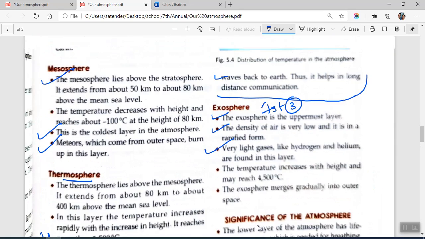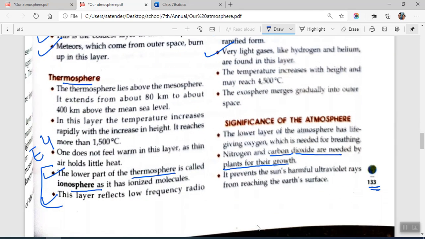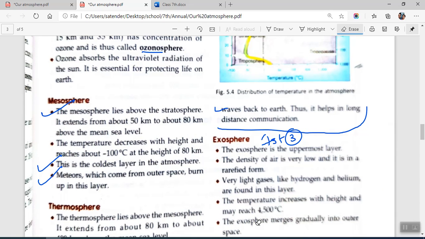Here we have thermosphere and here we have exosphere. Let me just erase the earlier marks first so that there is no confusion related to these. Okay.